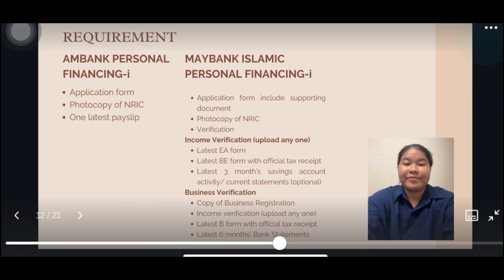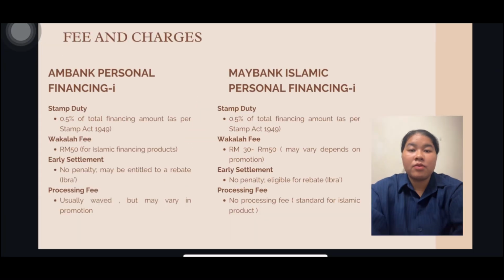Next, I will go through fees and charges for both personal loans. First, mBank Personal Financing. For stamp duty, 0.5% of total financing amount as per Stamp Act 1949. Second, wakalah fee is RM50 for Islamic financial product. Third, early settlement: there is no penalty, and you may be entitled to a rebate. Next, the processing fee is usually waived but may vary in promotion. So here it means it will be up to the promotion that is available for the month.